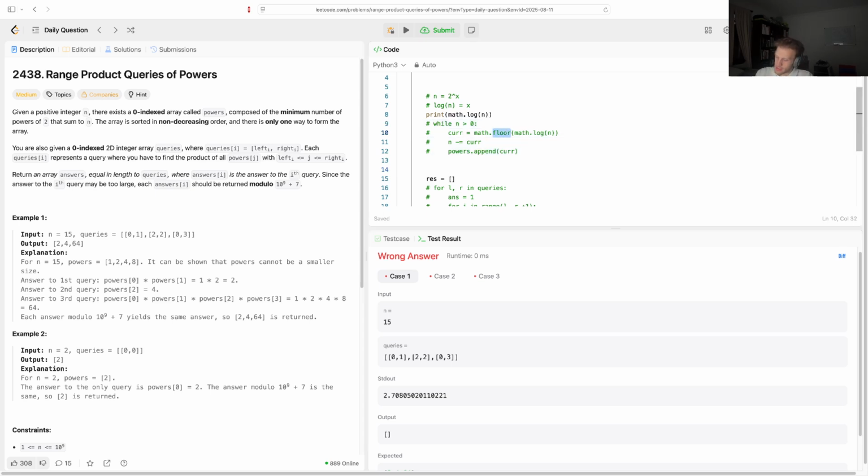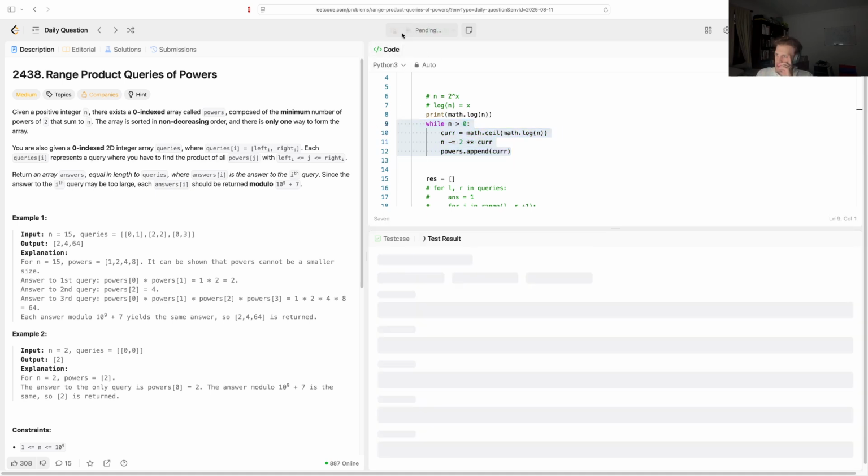Wait, do we want to take the ceiling actually? I want to take the ceiling. I don't even know why, but then this is going to be 2 to the cur. Okay, I'm just going to YOLO submit here.